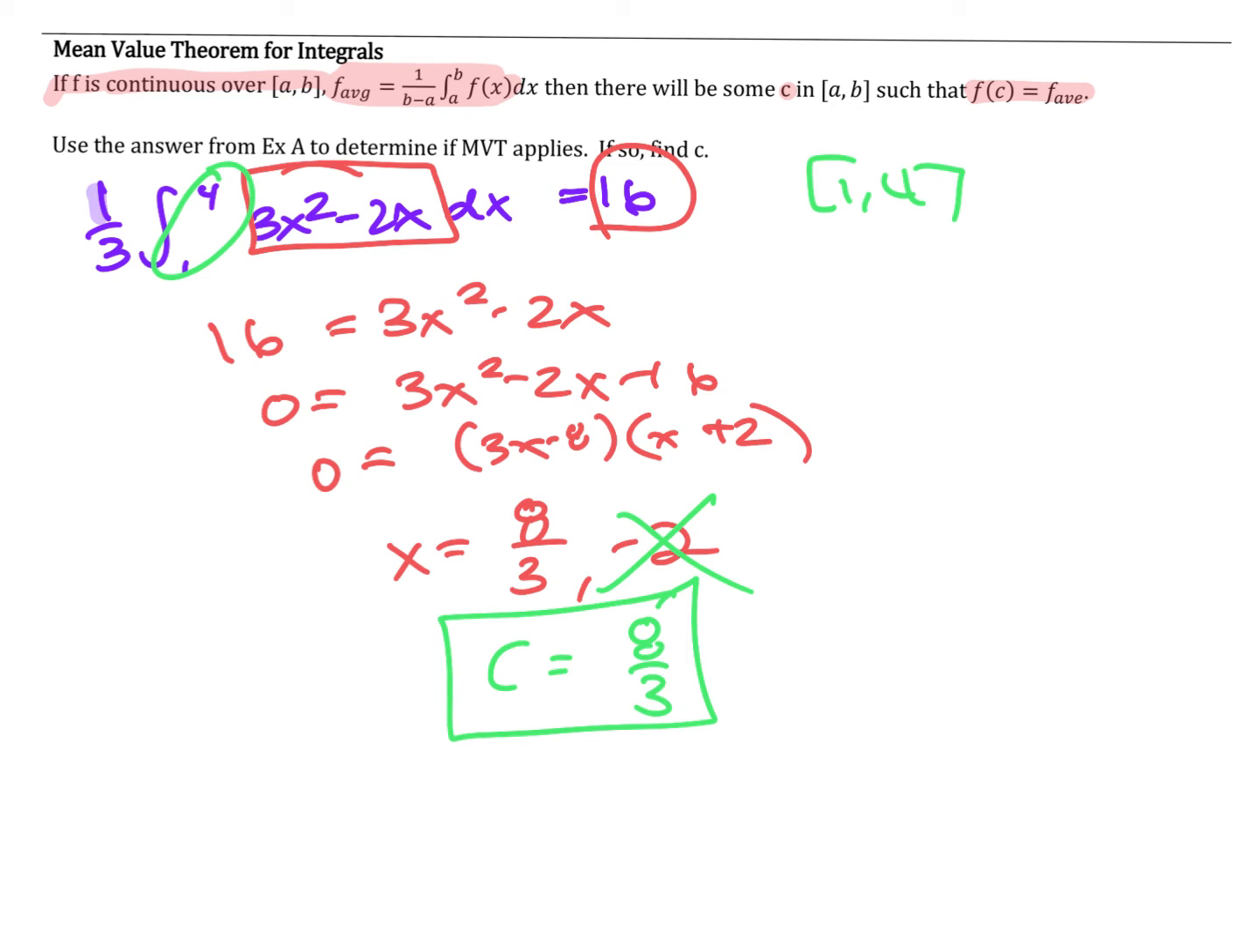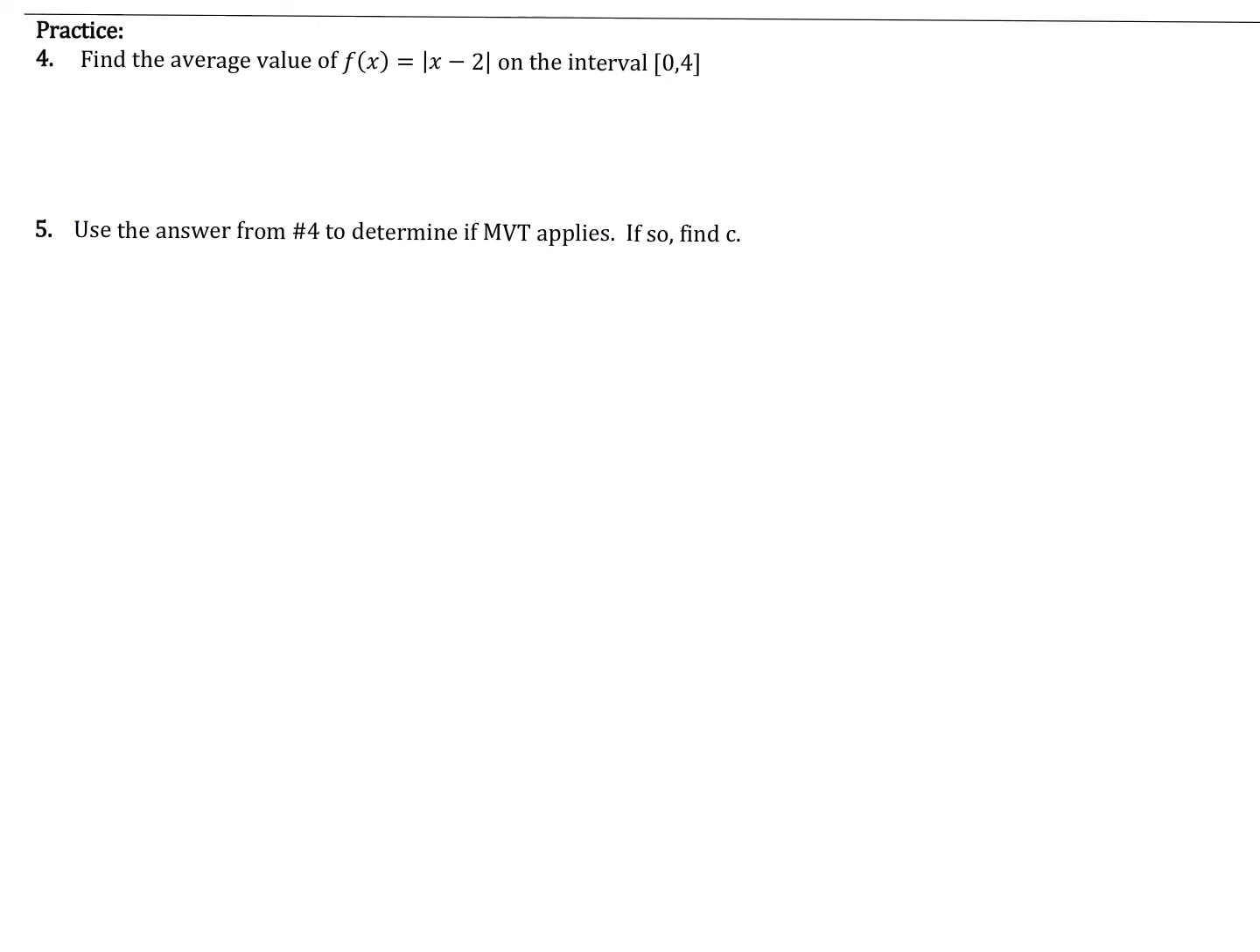So let's look at 2 last examples and then we'll go ahead and wrap up this video. We are going to find the average value of the function, the absolute value of x minus 2, on the interval from 0 to 4, and then we're going to apply the mean value theorem, or determine if the mean value theorem applies, to figure out what particular c value would work in this case. I encourage you, if you're feeling pretty confident, to go ahead and pause the video and work through this on your own. Otherwise, follow along with us.